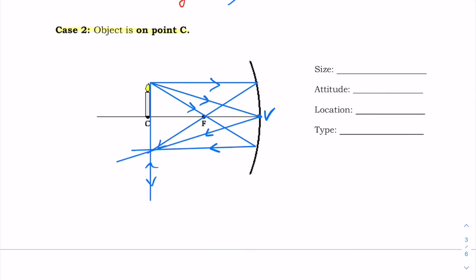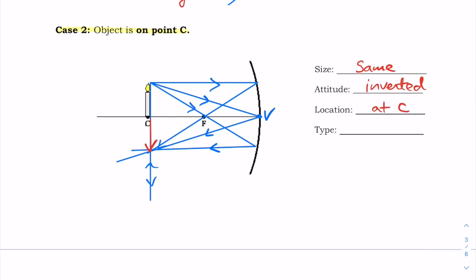And it should be clear that the 4 rays of light intersect somewhere about here. All right, so I'll sketch the image below. Now, although it may not be perfectly clear from the diagram, here are the properties of an image for case 2. First off, the size of the image is the same. As for the attitude, it's inverted. As for the location, it's exactly at C.